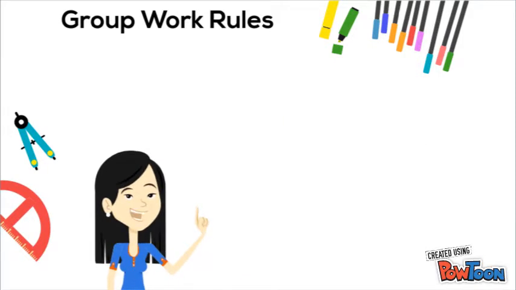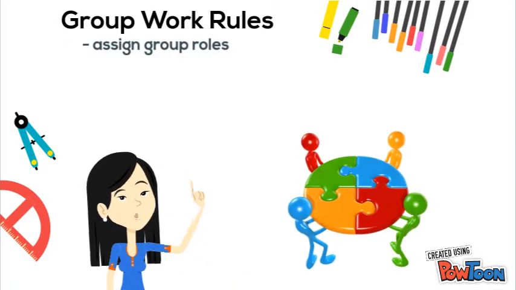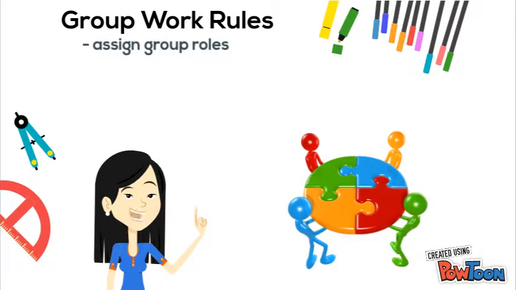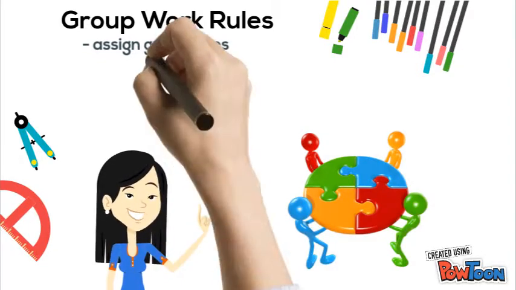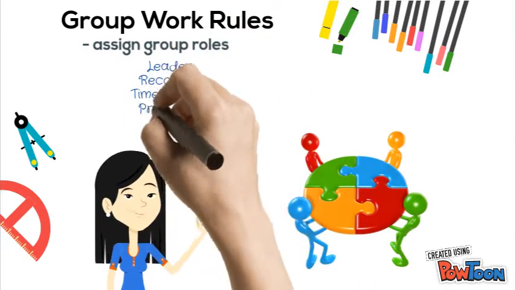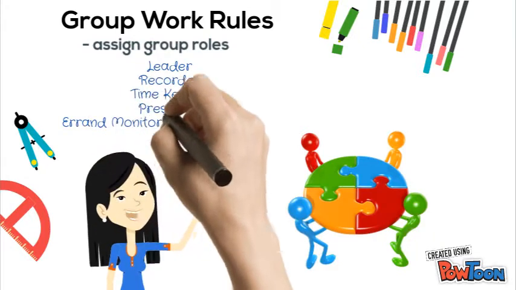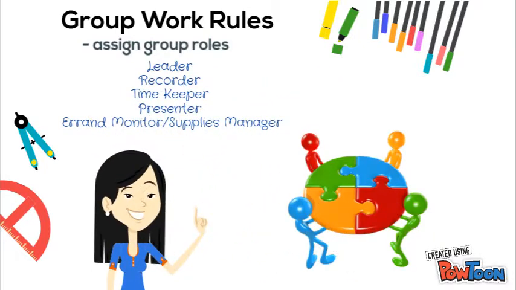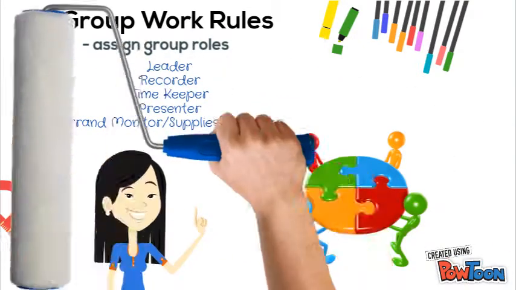The first time that students work together on a task, the teacher should assign group roles and ensure that each student understands what their contribution should be to their group. An example of group roles are as follows: leader, recorder, timekeeper, presenter, errand monitor or supplies manager.